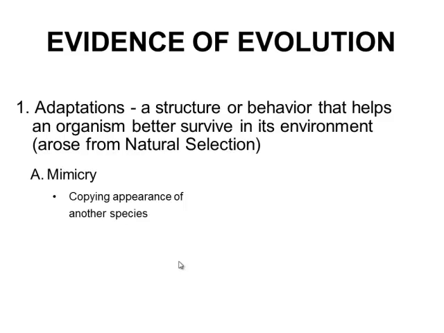The first one is mimicry. We saw this a lot when we watched Planet Earth back in the fall. Mimicry is copying the appearance of another species. The second thing that we know is an adaptation is camouflage, how we blend in with our surroundings.